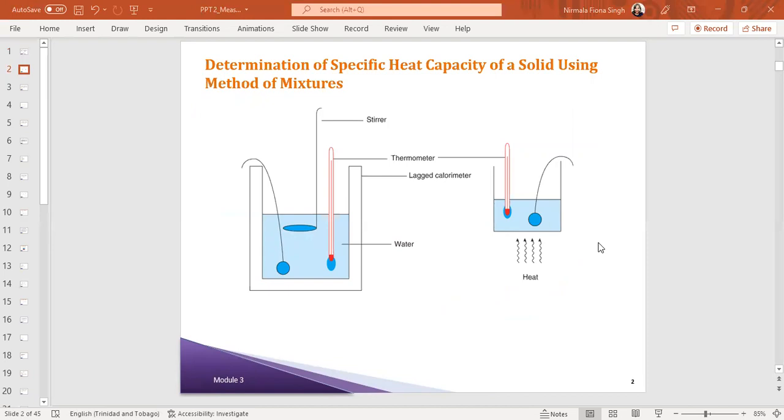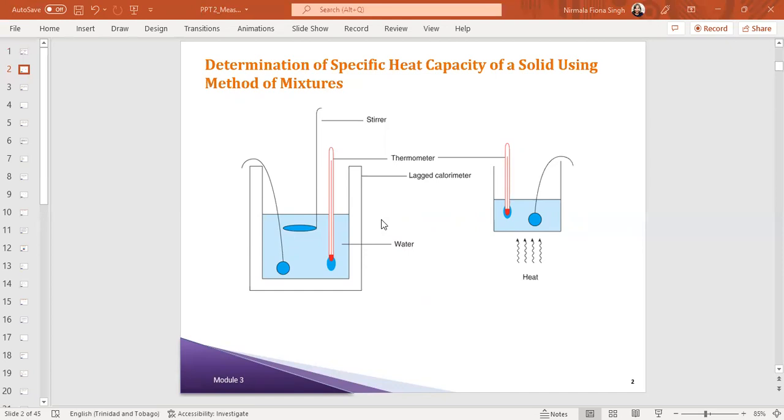Determining the specific heat capacity of a solid using the method of mixtures. If you recall, the method of mixtures is where we take a hot substance, mix it with a cold substance, and you get an equilibrium temperature, and we're able to work out our specific heat capacity. That's basically what it is. We take a hot substance of unknown specific heat capacity, mix it with a cold substance that we do know the specific heat capacity of, and then we are able to work out the specific heat capacities. So here we have a simple one.